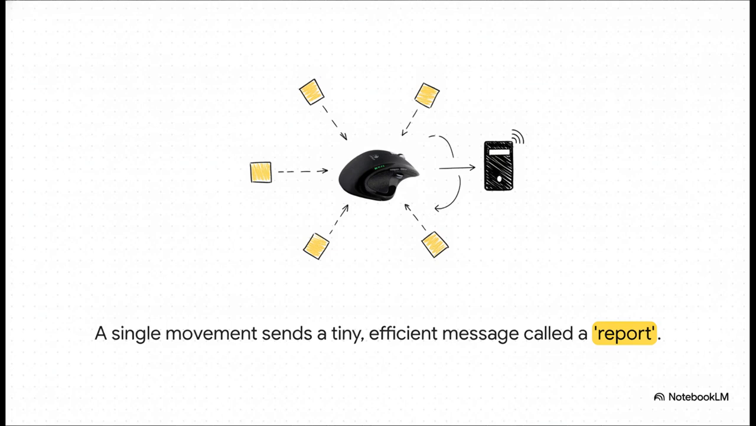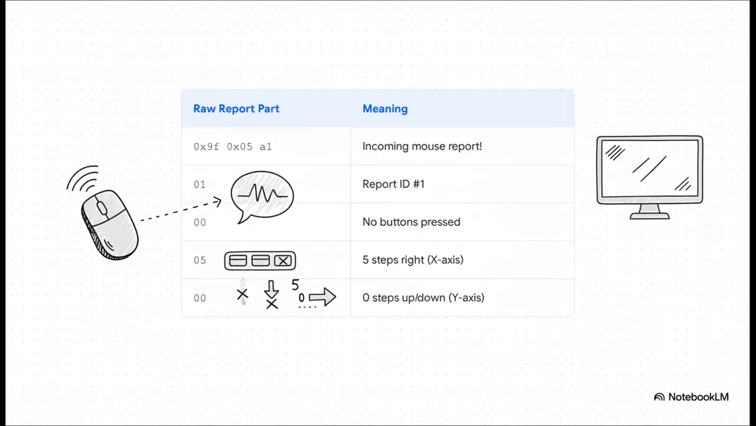It's called a report. And it's not like a continuous garden hose of data. No, it's more like a machine gun firing hundreds of these tiny little data bullets every single second. And this is where we actually get to translate the code. So check this out. That gibberish on the left, that's the raw report. It's just a string of code.